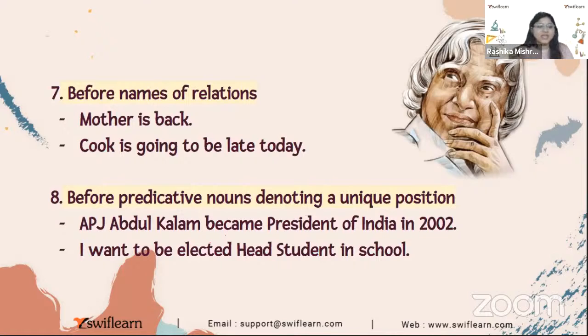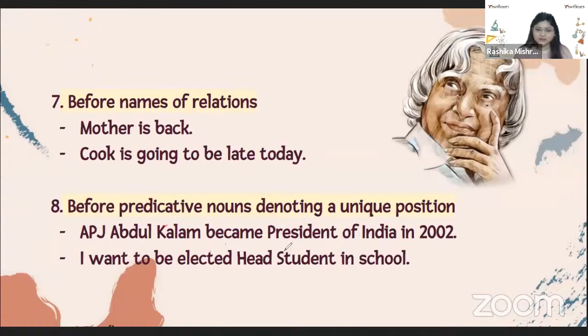Now, eighth condition: before predicative nouns denoting a unique position. If we have a predicative noun here and the noun is denoting a unique position, then we will not use any article here. For example, APJ Abdul Kalam. APJ Abdul Kalam is a predicative noun, and in this sentence it is denoting his unique position, which is president of India. So predicative noun and then unique position. In such a case, we will not use any article here.